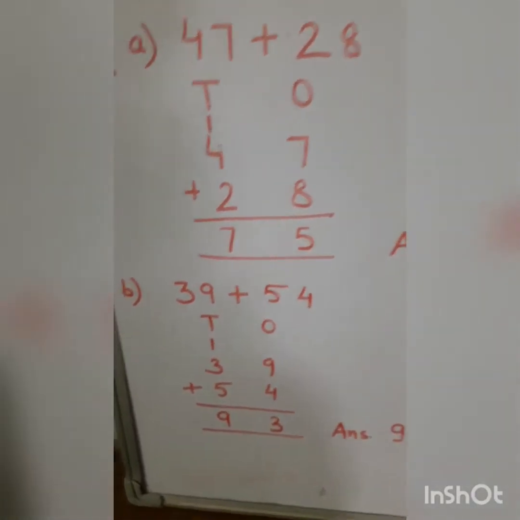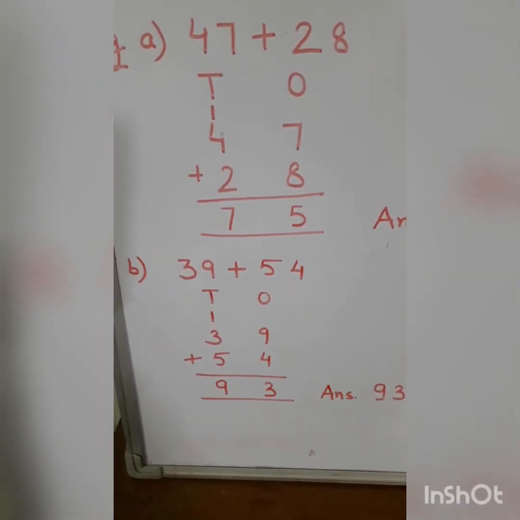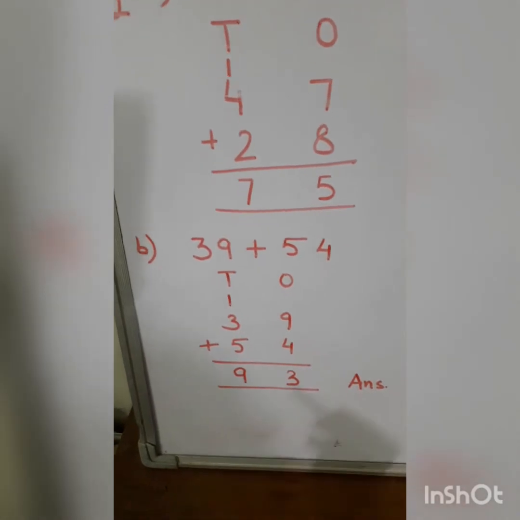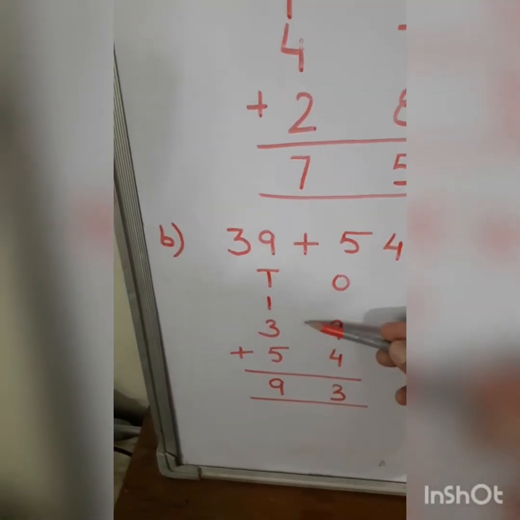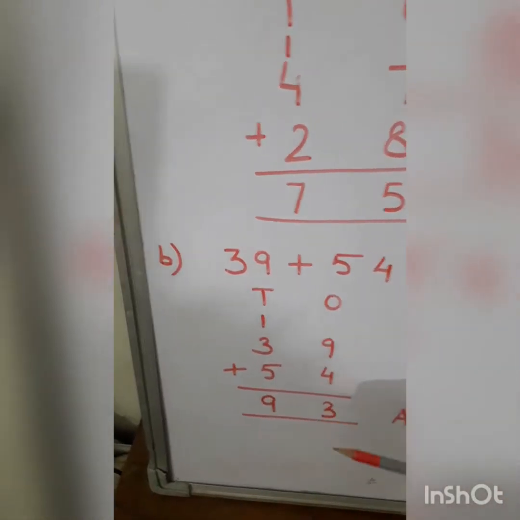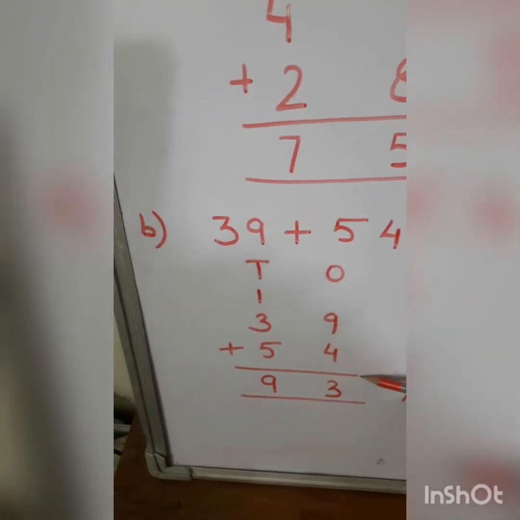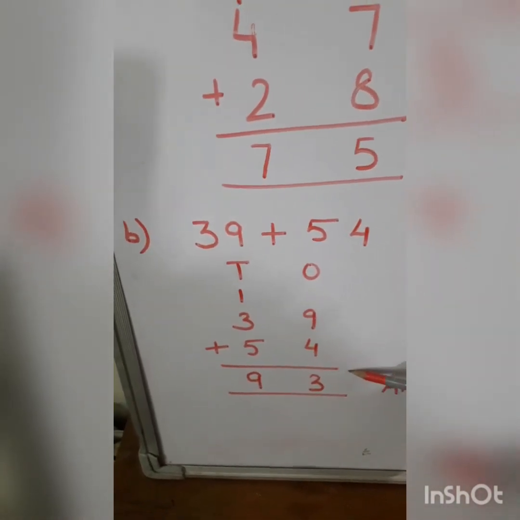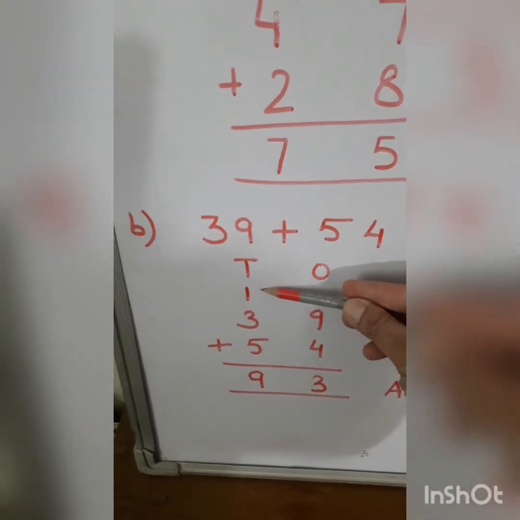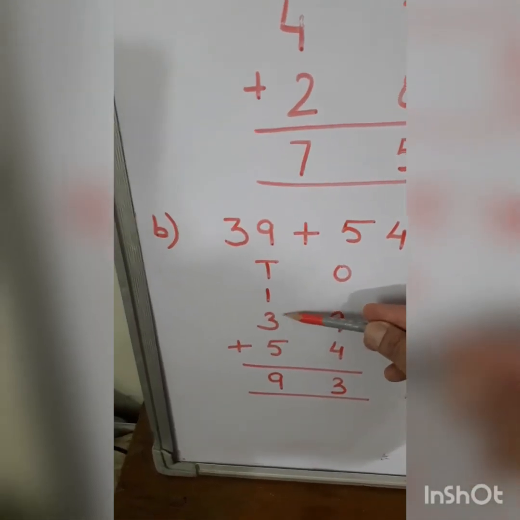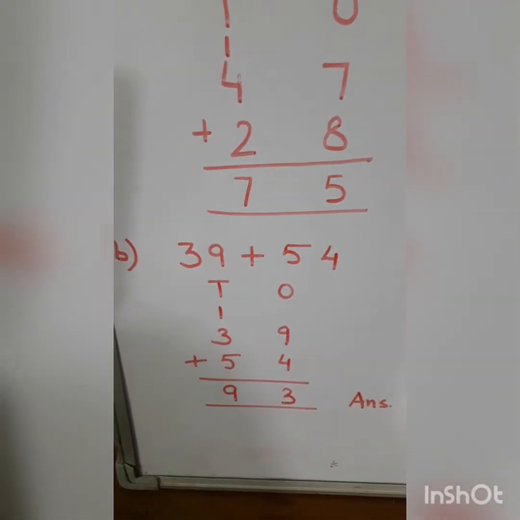Let us look at another example. Here we have 39 plus 54. Now we can see the ones place digits are 9 and 4 and the tens place digits are 3 and 5. We first add the ones place digits. 9 plus 4 gives us 13. Since 13 cannot be written into the ones place column, 1 goes as carryover to the tens place. Now 1 plus 3 is 4, 4 plus 5 is 9. So our final answer is 93.